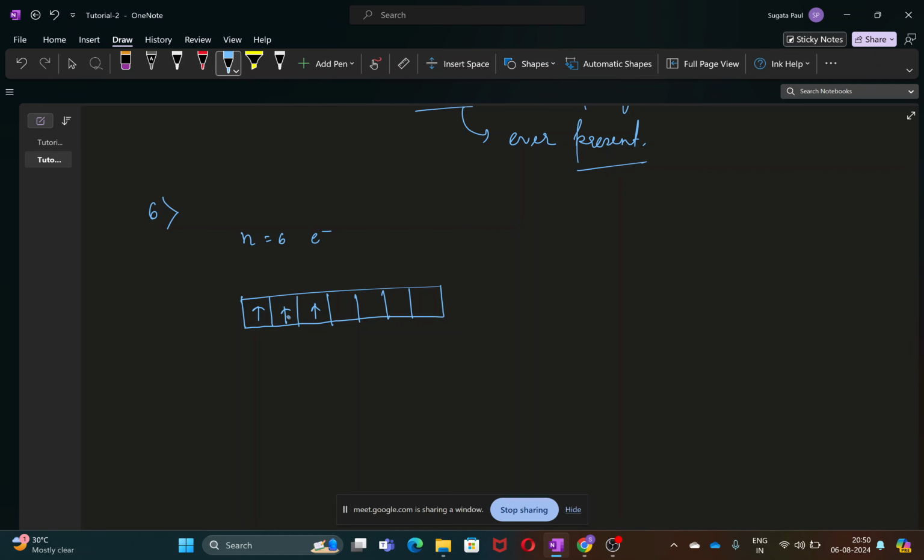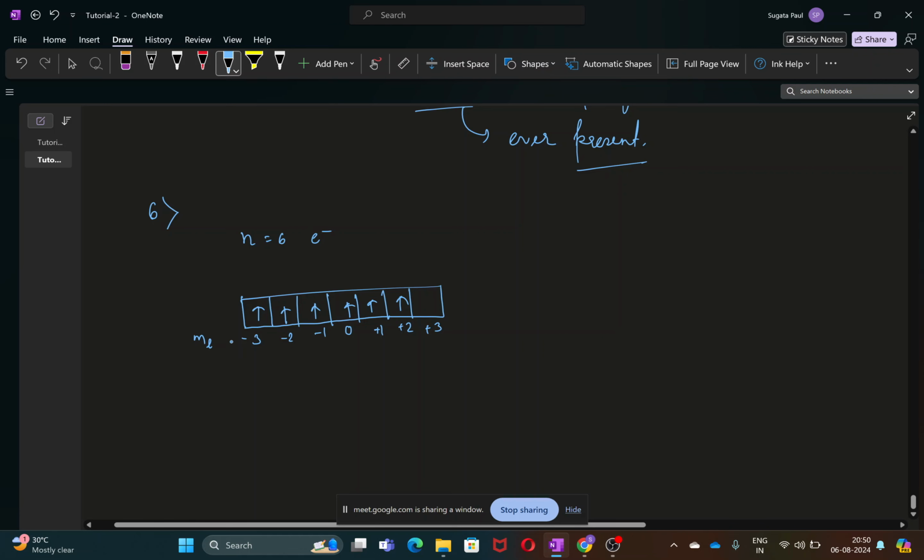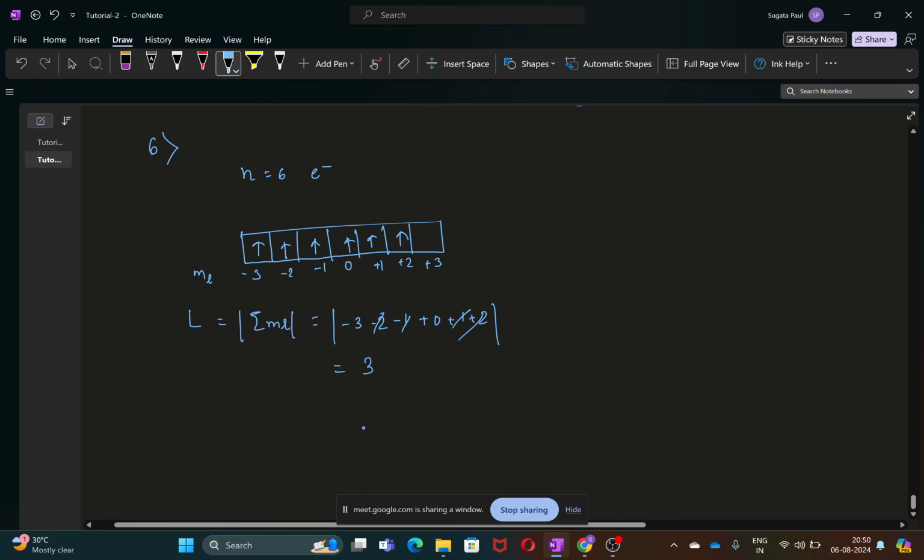So if you have 6 electrons, that will be filled like 1, 2, 3, 4, 5, 6. And the compartments have these ml values as 0, plus 1, plus 2, plus 3, and here minus 1, minus 2, minus 3. These are all the ml values for the compartments. So your total angular momentum from the orbital angular momentum is the sum over ml, which is equal to minus 3, minus 2, minus 1, plus 0, plus 1, plus 2. Now minus 2 and minus 1, plus 1 and plus 2 cancel out, and you are only left with L equal to 3.